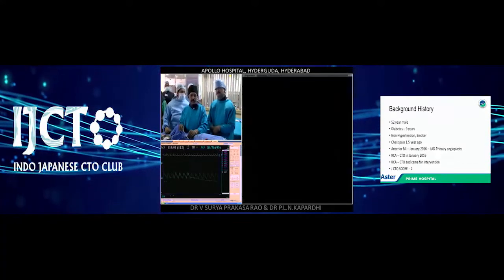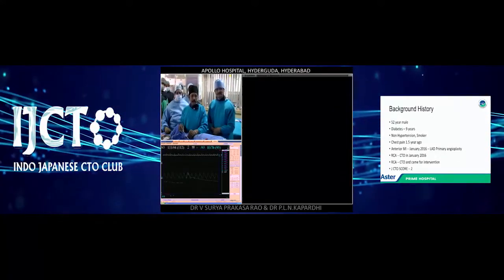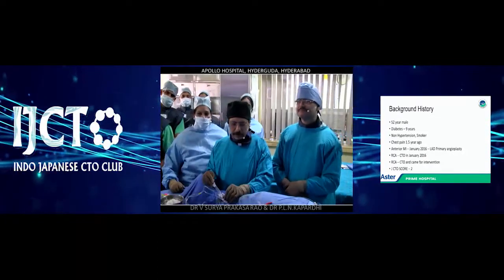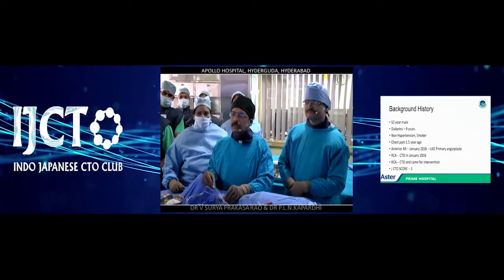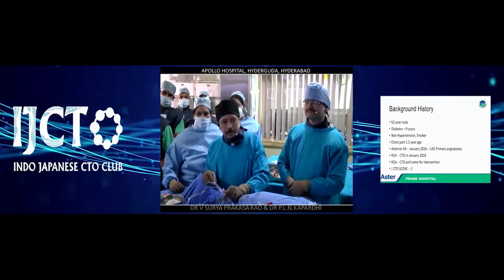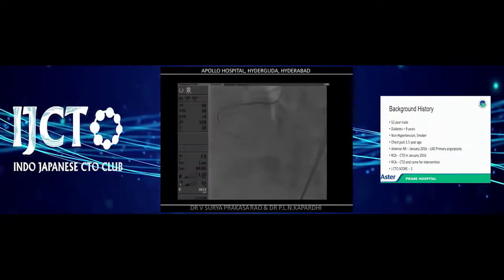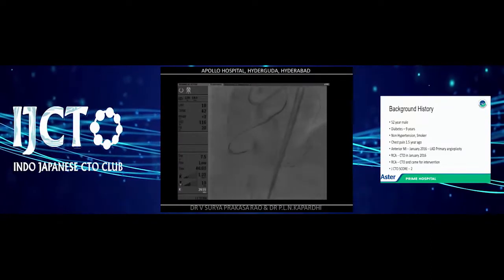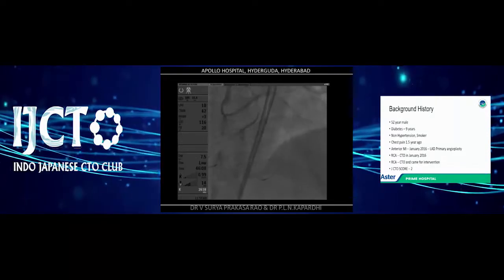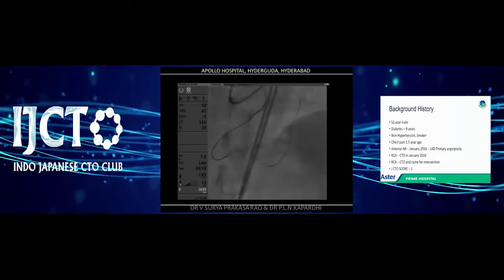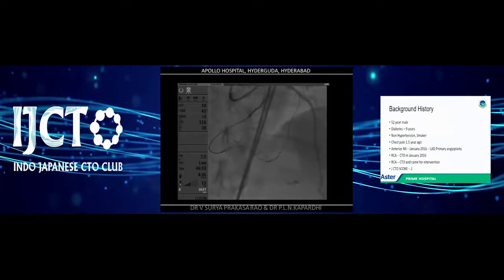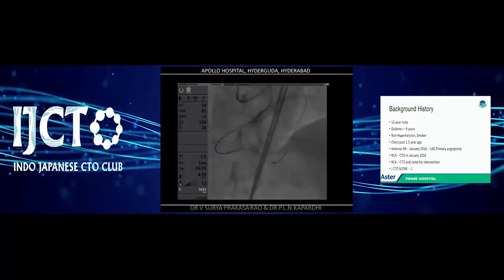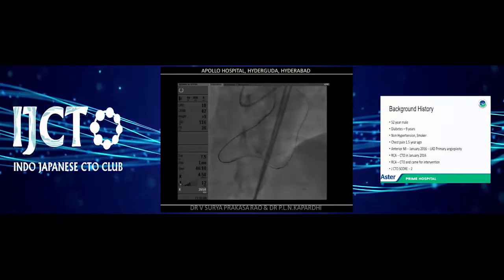Can you do one more retrograde injection? Only one native injection, retrograde. We are doing it. One second, just 1 second. So there's one branch we entered here, I think.